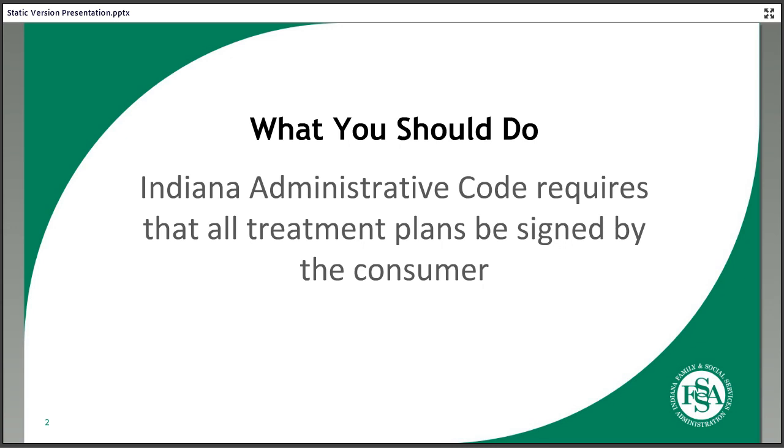So to start off, what should you do? Talking about your treatment plans, Indiana Administrative Code requires that all of our treatment plans have to be signed by the consumer. That's in code, it's 440 IAC 9-2-3.